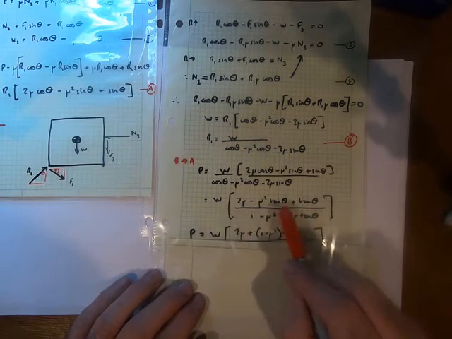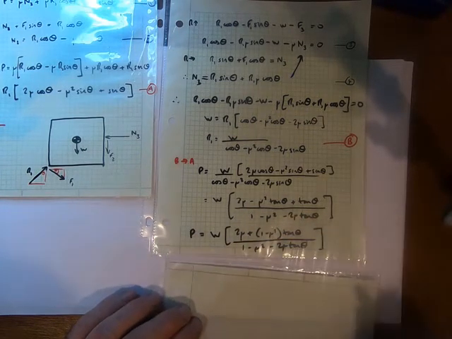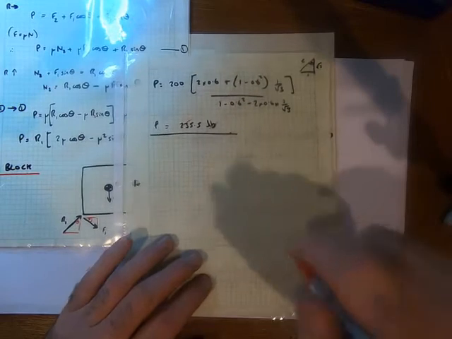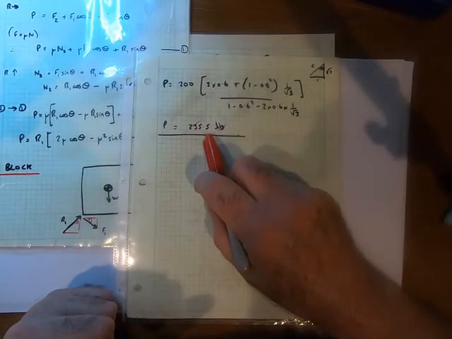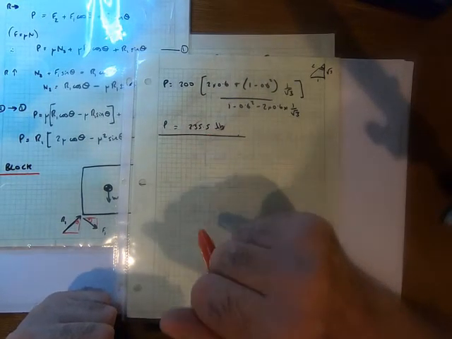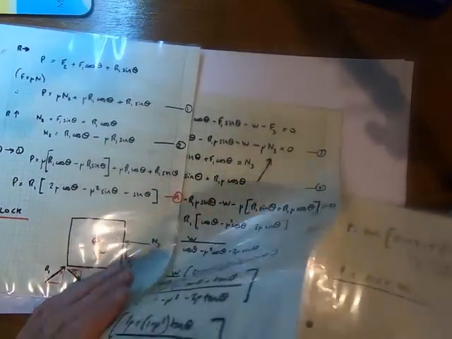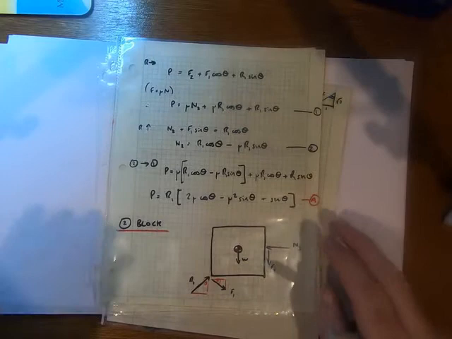W is 200, mu is 0.6, theta is 30 degrees. Plug all the numbers in, and we end up solving for P coming out to be 235.5 pounds. So the rest of it's just a formality. So we used 4 equations. There's an awful lot of algebra there.